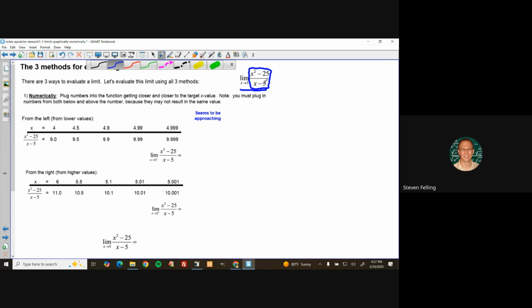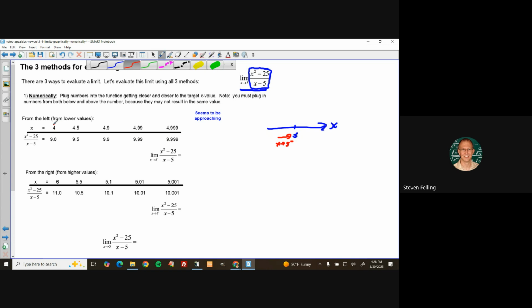So let's try some numbers that are near this target value of 5. If we have this number on the x-axis 5, and we want to approach from the left, that symbol for that would be that x is approaching 5. And actually we have a symbol for that. We put a little minus sign right up here above the 5. That means we're approaching 5 from the more negative side of the number line.